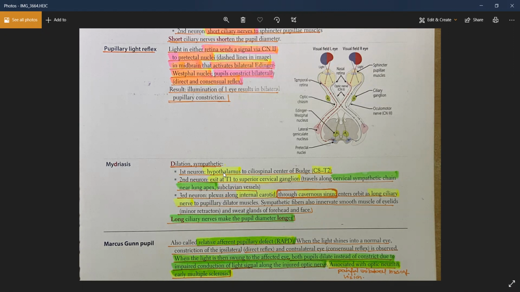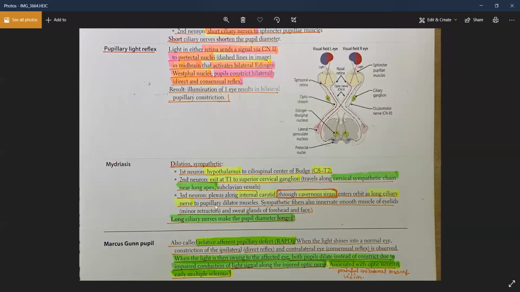After exiting the spinal cord at T1, they will travel to the superior cervical ganglion, and they have to synapse. After synapsing, the neurons will enter the superior cervical ganglion, and they will travel along the sympathetic chain. This chain passes near the lung apex, and that's why whenever you have a Pancoast tumor, that means a tumor at the apex of the lung, it can compress the sympathetic chain and cause the Horner syndrome, because this chain passes very close to the lung apex.